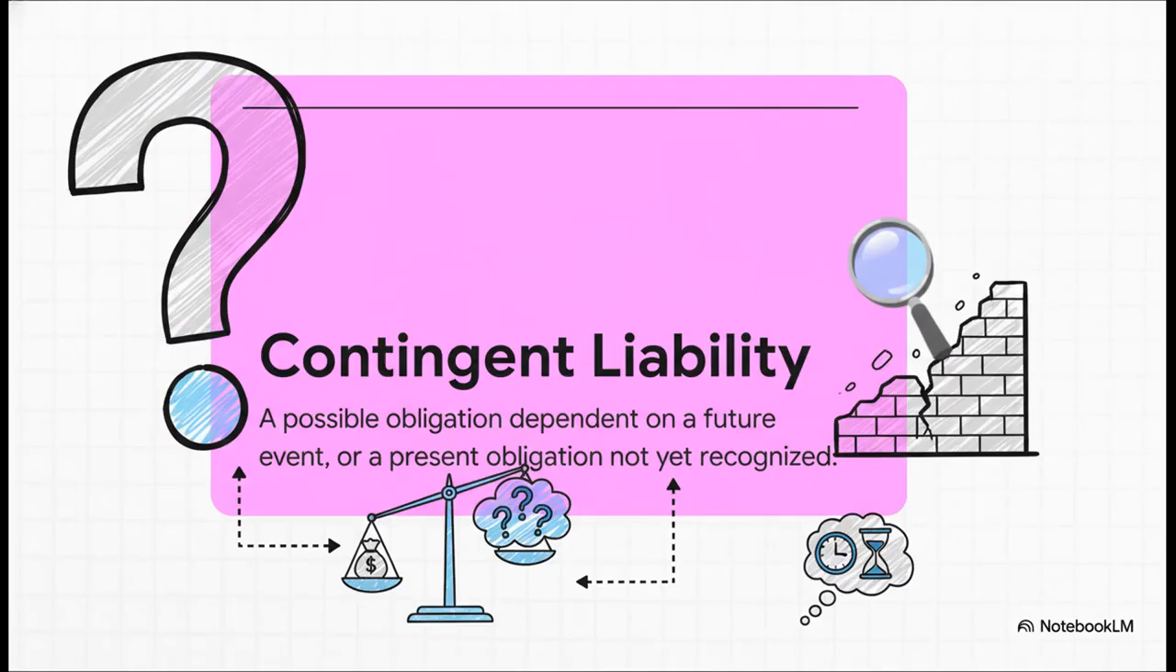And here's the official, by-the-book definition, which pretty much confirms what we just talked about. It's either a possible obligation, like our court case, or it's a present obligation that's just too iffy to be called a provision. Maybe it's not probable you'll actually have to pay, or maybe you just can't come up with a decent estimate for the cost. It's really just a financial maybe.